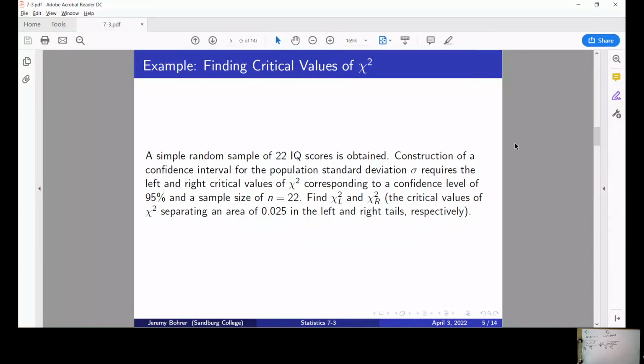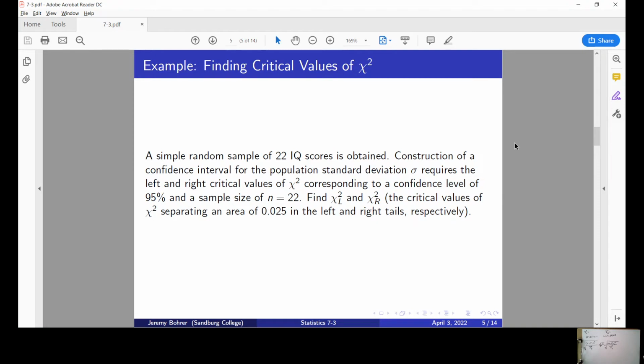In this video, we are looking at the 7.3 slides and the problems there. We're starting on page 5, where we're asked: a simple random sample of 22 IQ scores is obtained. Construction of a confidence interval for the population standard deviation sigma requires the left and right critical values of chi-square according to a confidence level of 95% and a sample size of n equals 22.